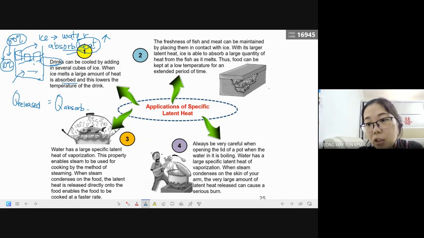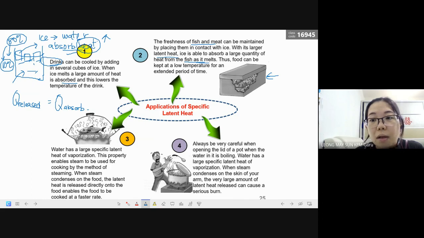The second part is actually this question. I think this question came out in 2020, or 2021, I don't remember. I remember there was a question regarding the ice box. The freshness of the fish and the meat can be maintained by placing them in contact with the ice. Why? Because the fish and the meat have a higher temperature. So when they are placed in contact with the ice with large latent heat, the ice can absorb a large quantity of heat from the fish as the ice melts.